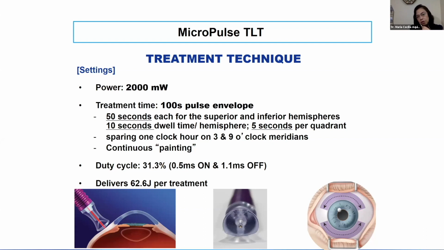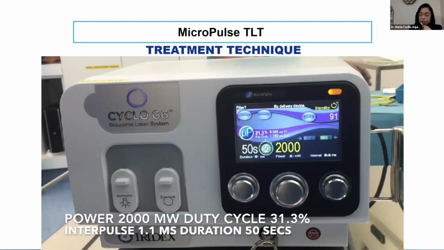So the method is continuous painting, and the duty cycle is 31.3%, which means that the laser is on for 0.5 milliseconds and it's off for 1.1 milliseconds, delivering about 62.6 joules per treatment. So you can see how the probe is applied to the sclera from the diagram, and the tip of the probe, which is very important to bear in mind, the 2 sides of the tip of the probe. I will show you later in the video, and of course, the technique. So after setting your laser parameter into the Cyclo G6 box, now you're ready to treat.